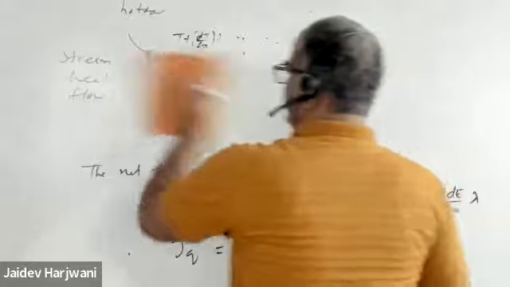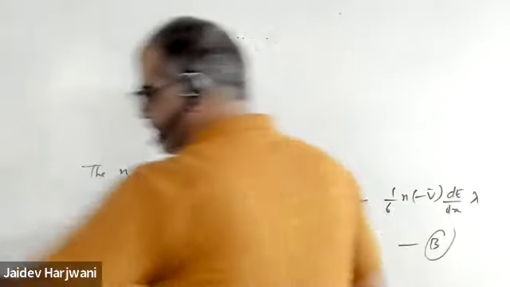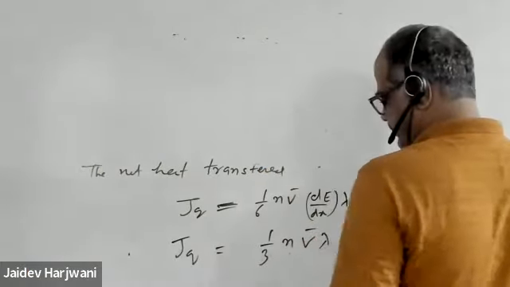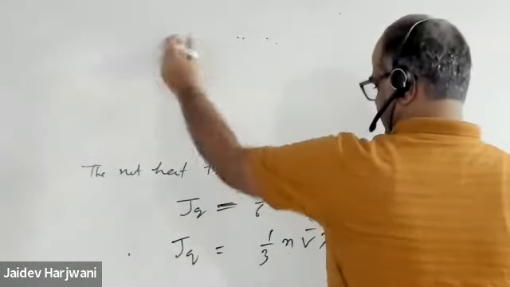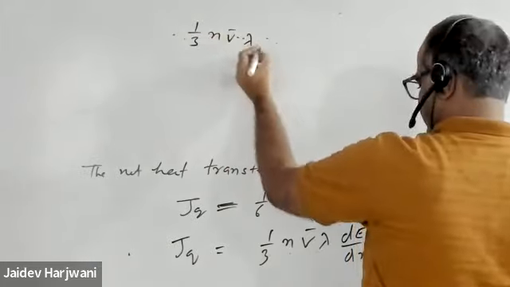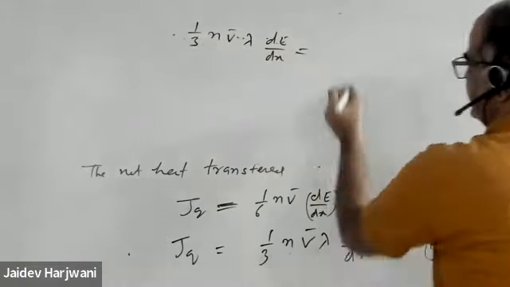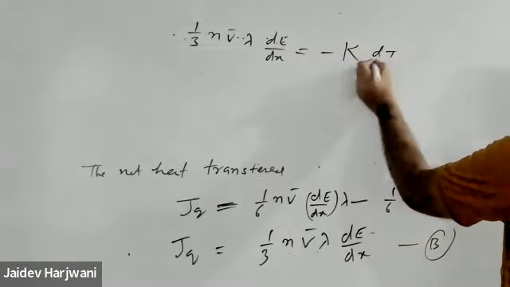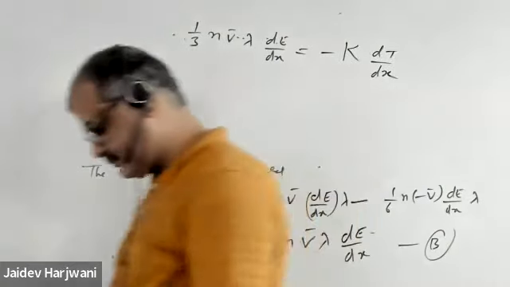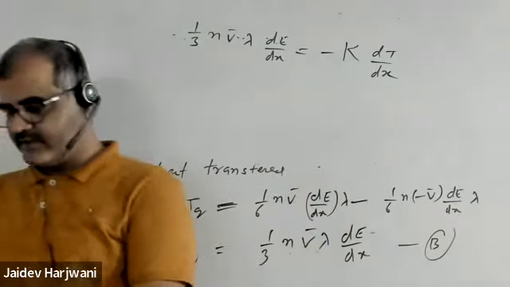So once we compare these two equations, this derivation is not important, the result is important. If I compare this J cube on both sides, I can write 1/3 V bar lambda d upon dx equal to minus k dt upon dx, isn't it?